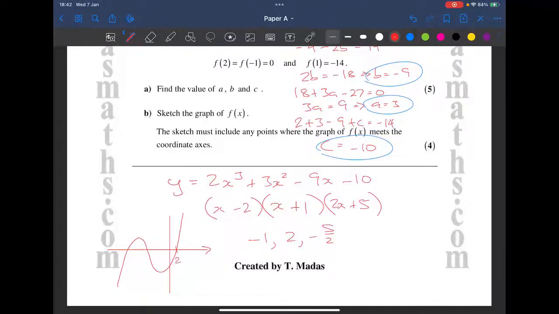So this should be the point 2. This is the point minus 1. This is the point minus 5 over 2. And then we've also got the y-intercept, which we can get just from the original cubic of minus 10.